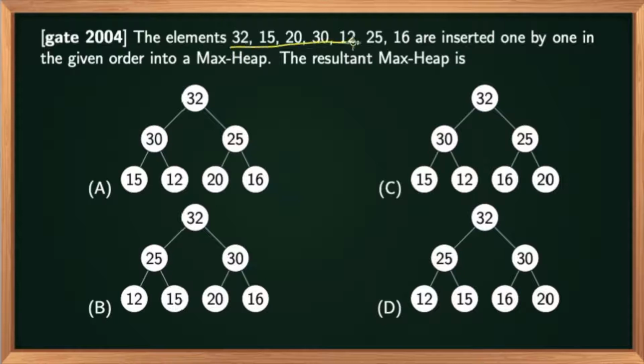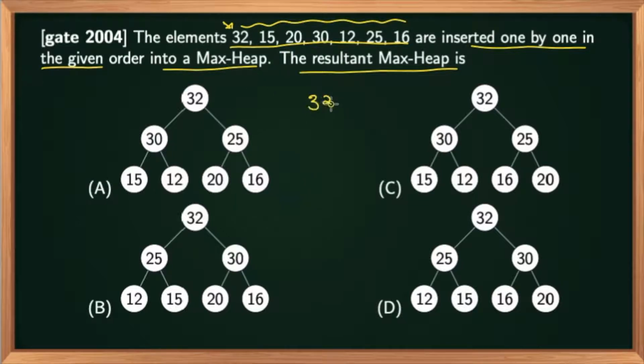The following elements are inserted one by one in the given order into a max-heap. We have to find the resultant max-heap, inserting the elements one by one into a heap. We all know the insertion procedure. The first element will be 32. All the heaps given here have 32 as the root. Then we have 15, that will be in the left. Then we have 20, so we'll insert it in the right.